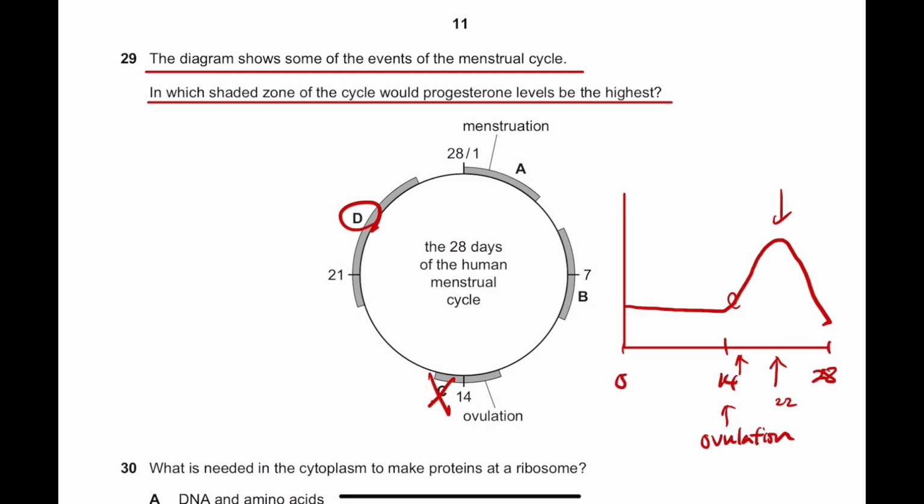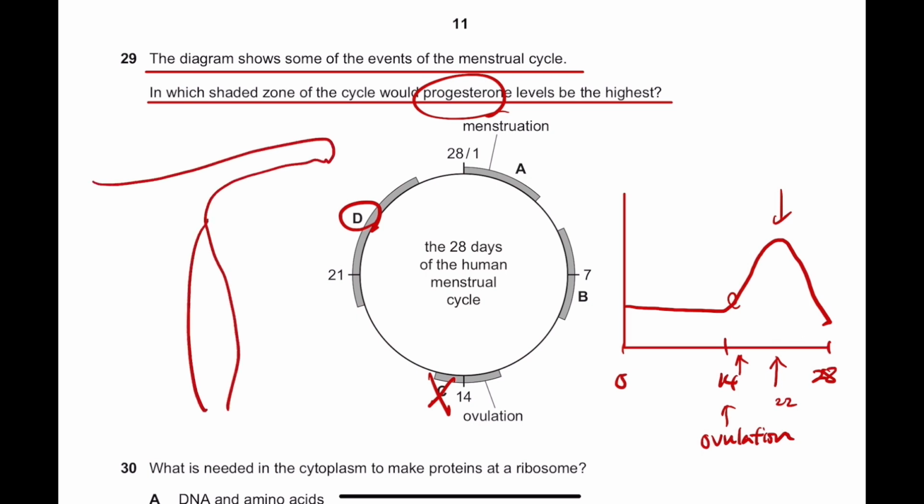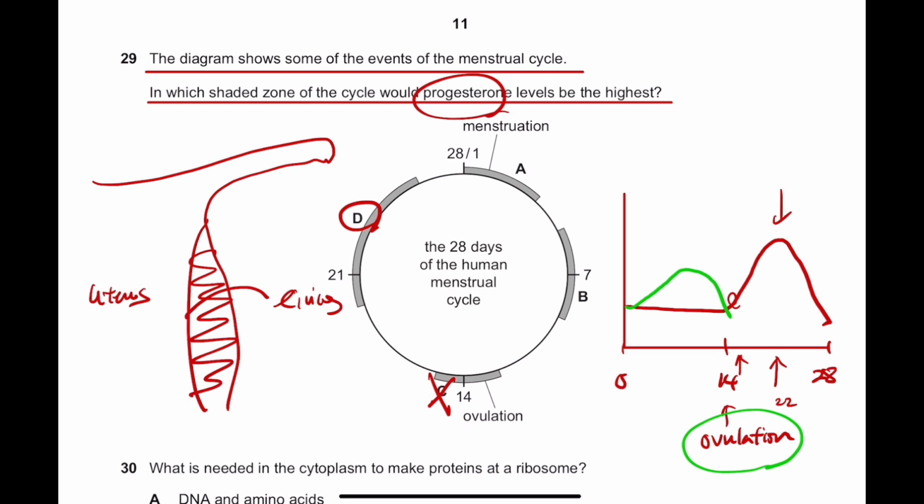But let me tell you about what the progesterone does. Progesterone keeps the lining of the uterus thick. Okay, the lining of the uterus. This is the uterus, and this is the lining of the uterus. The lining of the uterus becomes thicker when another hormone called estrogen gets released. The estrogen releases at the start, but it drops as soon as the ovulation occurs or right before the ovulation occurs. Okay?